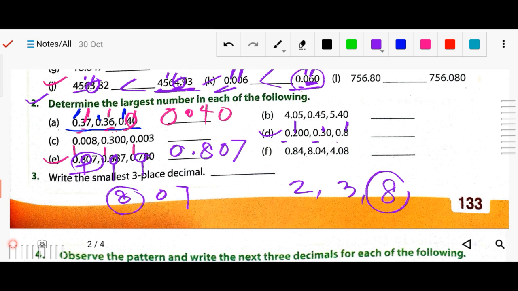Of course 8, so it means this will be the greatest one. Okay, largest number. So you can write here 0.8. Likewise you have to write the largest number only. Got it? Okay.